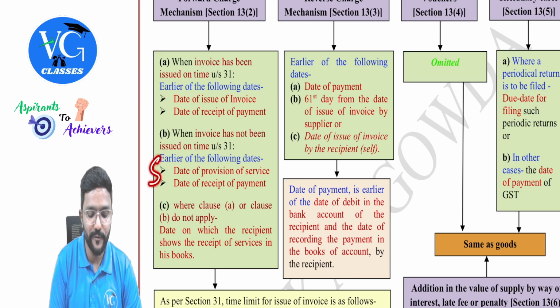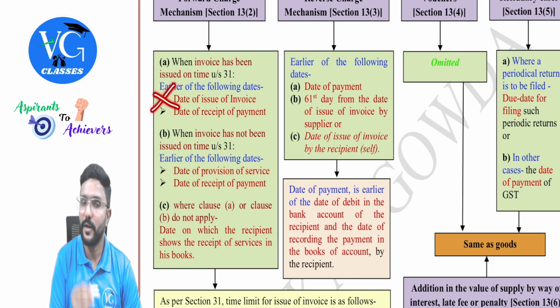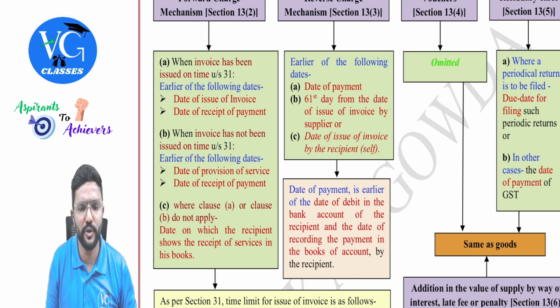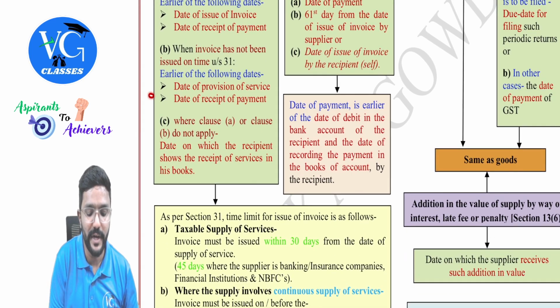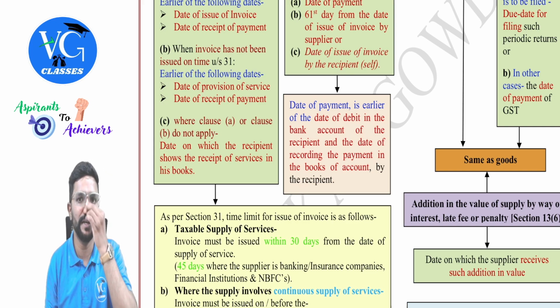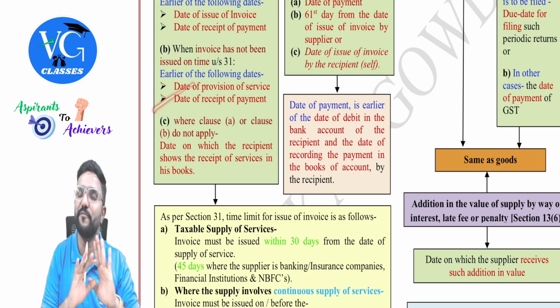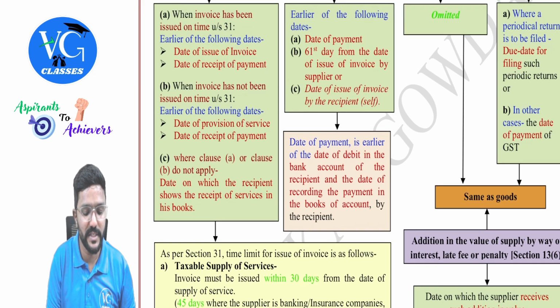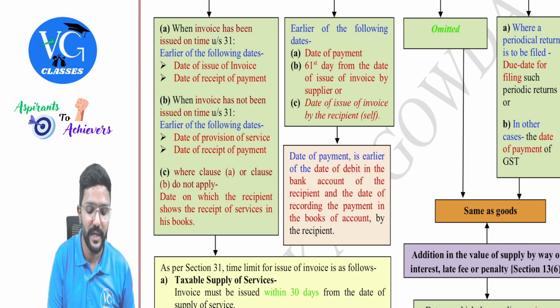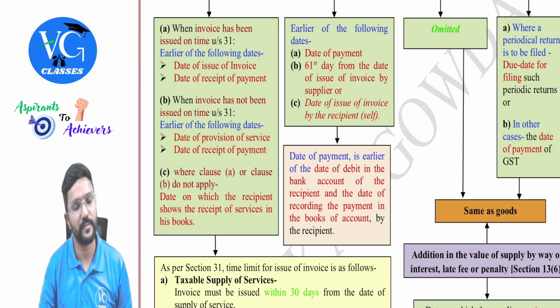Yes, sir. Next, if the invoice is not issued within the due date given under section 31, then the time of supply is the earlier of the following 2 dates. Now we will not take the date of invoice because it is not issued within the due date. Instead, it is the date of provision of service or the date of receipt of payment, whichever is earlier. So date of receipt of payment is common, guys. The only thing getting replaced is, instead of date of invoice, it is date of provision of service.